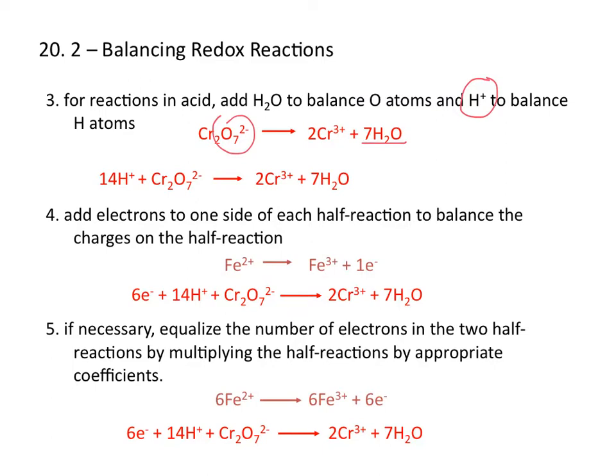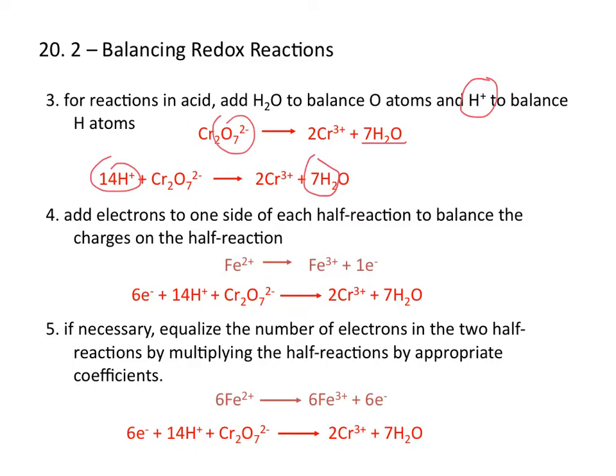So if we look down here, we're going to balance the 14 H's that we just added on with 14 H+ on that left-hand side. We don't need to do this for the oxidation portion, the iron to iron, because as we said earlier, there were no other atoms present, so there was no stress there. Well, let's go ahead and look at step 4.